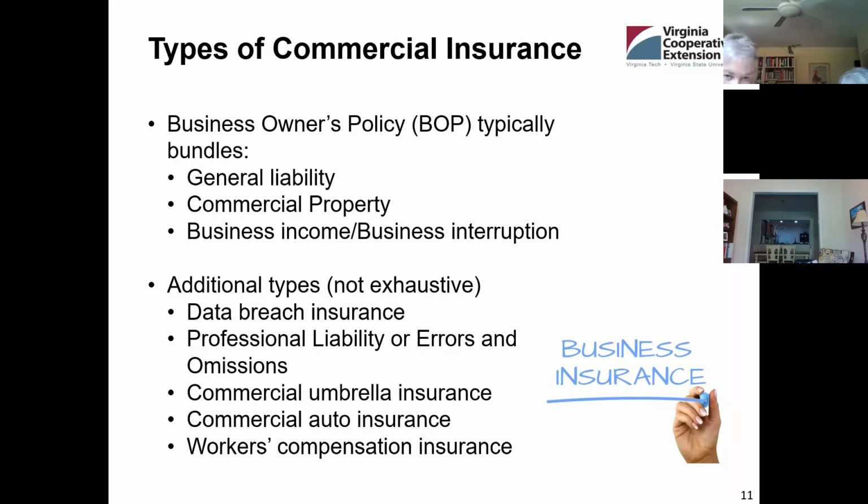Here I have some additional types of insurance. These are usually not going to be included in a business owner's policy, so if you are interested in any of these, they would be additional policies that you would get. One of the most common policies people are adding now is data breach insurance. When I deal with a lot of small business owners who are tax professionals, this is really important to them because tax professionals have a lot of personal information on their computers: social security numbers, names, addresses. So they are targets for people who want to steal other people's identities. So they have data breach insurance.